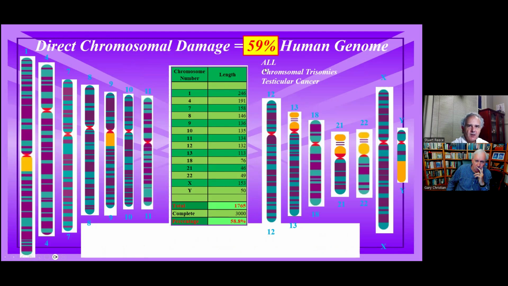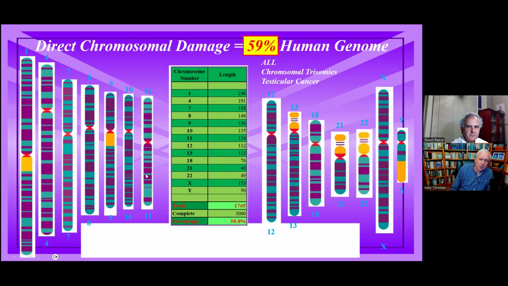Now, direct chromosomal damage. If you look at ALL, the chromosomal trisomies, and testicular cancer, the trisomies we mentioned, 18, 13, and 21, the chromosomes that are known to be damaged in testicular cancer, the chromosomes that are known to be damaged in acute lymphoid leukemia, these are the chromosomes that are relevant to these three diseases. And if you add the lengths of all of these chromosomes, up to 246 megabases for chromosome 1, you get 1,765 megabases. Now, the total length of the human genome is 3,000 megabases. It's 3 billion bases long, which is 59%. So 59% of the chromosomal length of the human genome is known to be directly involved in cannabinoid genotoxicity.